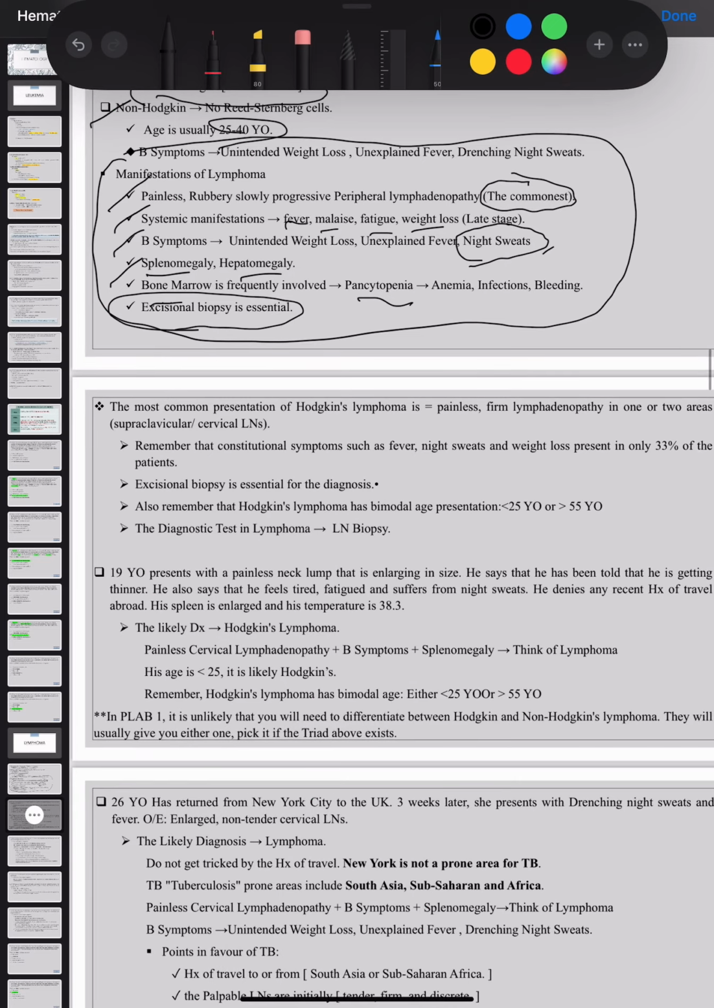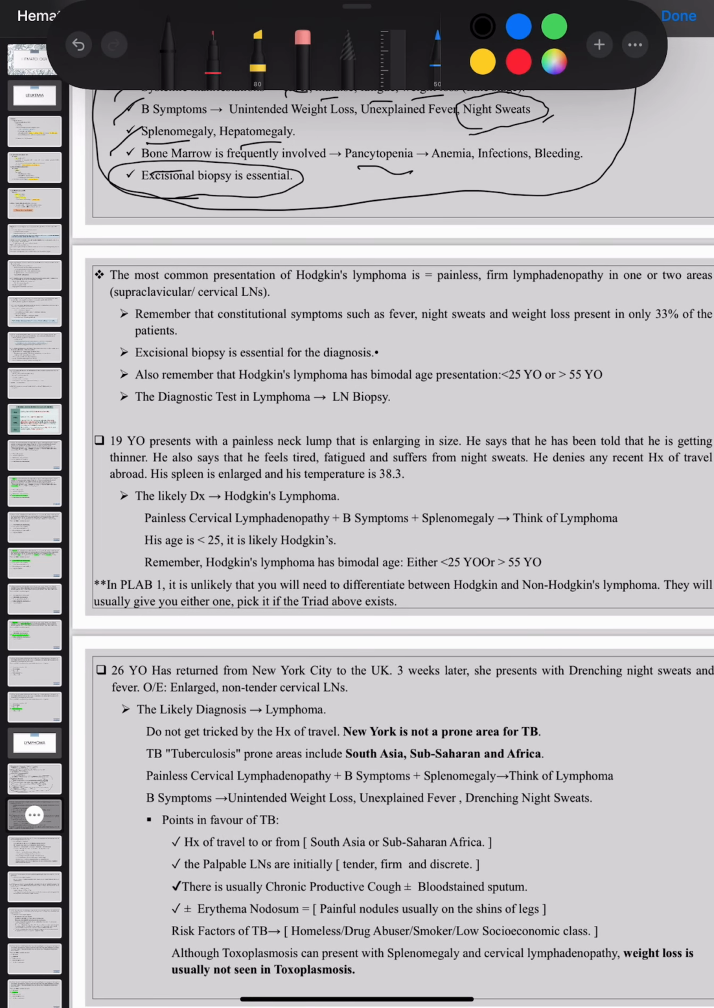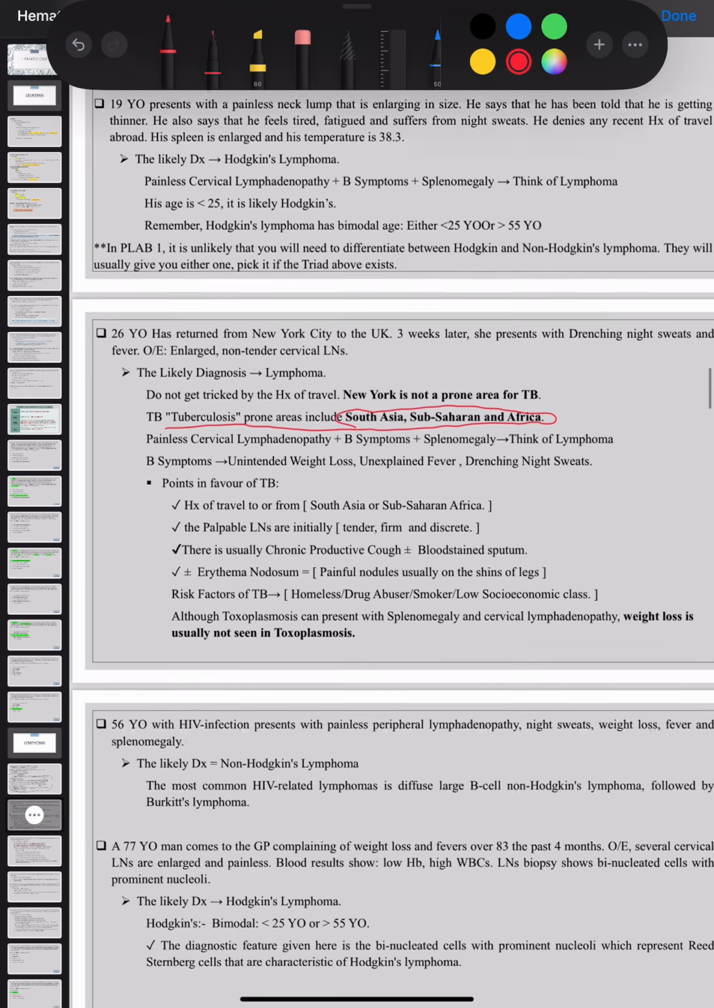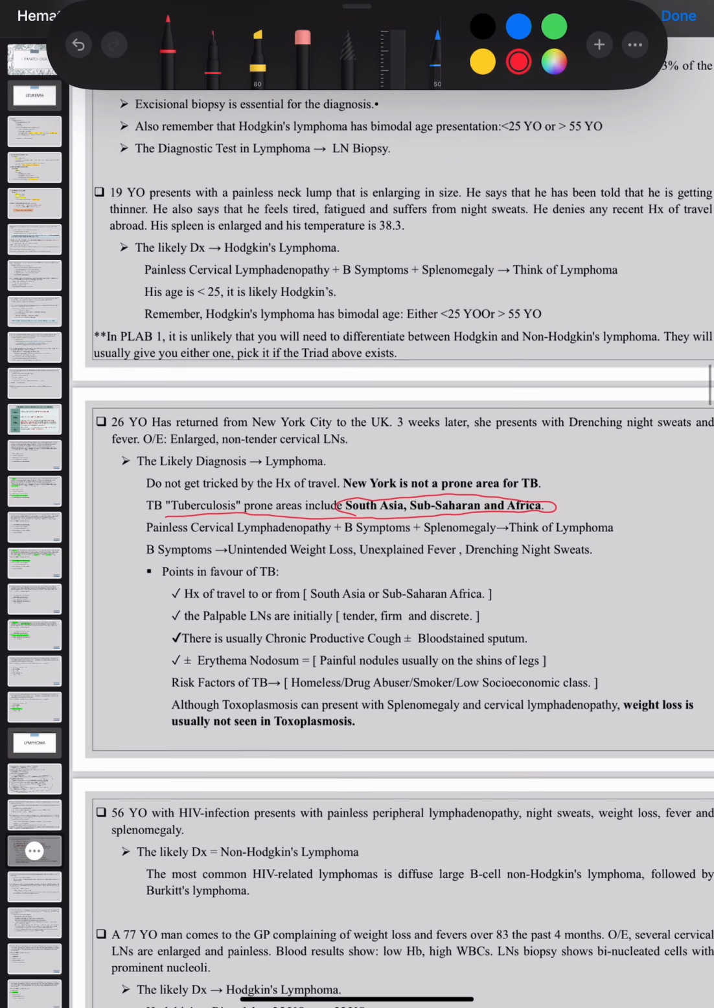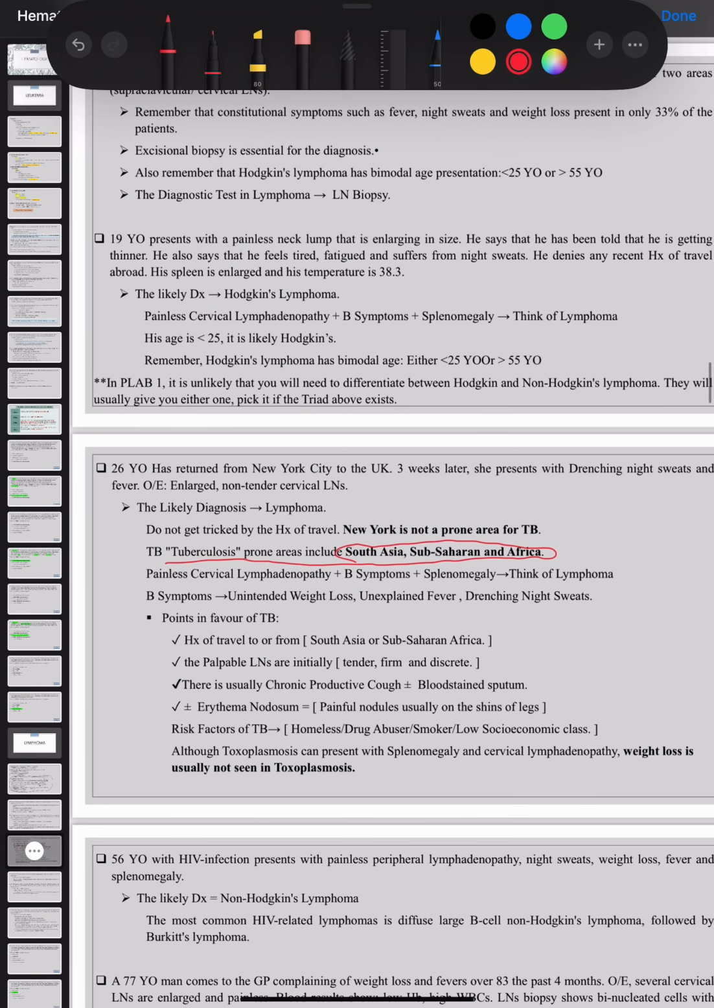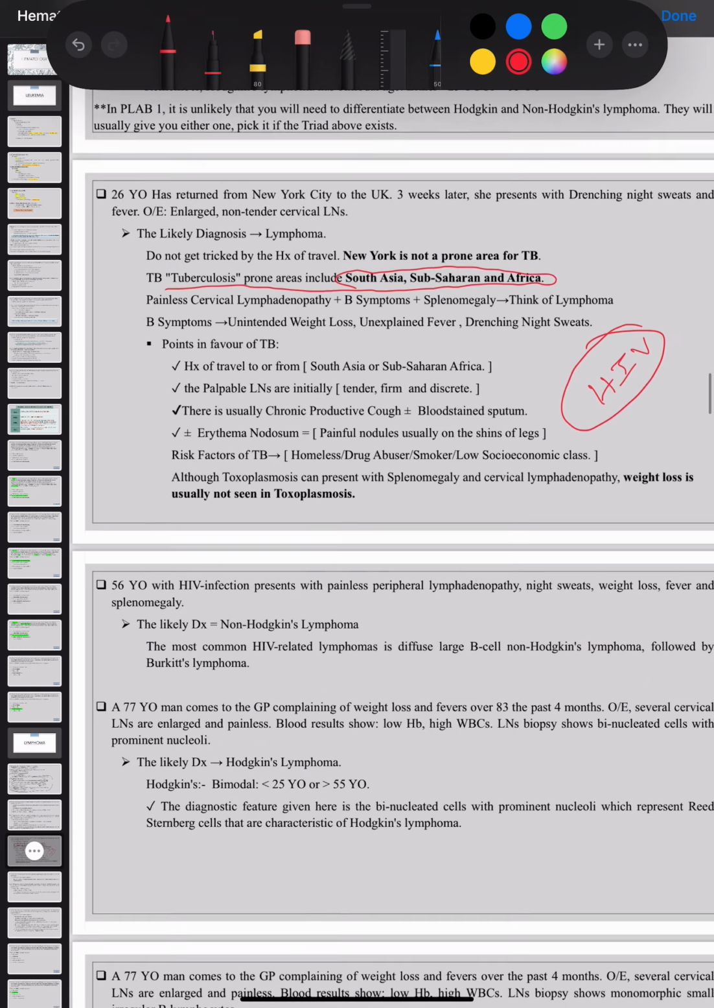Let's move to solve some questions. Okay, so this is the thing I was talking about. Tuberculosis is prone in these areas. So if your stem is talking about Southeast Asia or Sub-Saharan Africa, you might think that the diagnosis is tuberculosis. And another thing about non-Hodgkin lymphoma is that it is related to HIV. If the stem is saying that the patient has splenomegaly, the patient has AIDS, and lymphadenopathy is seen, you might think that the patient has non-Hodgkin lymphoma.